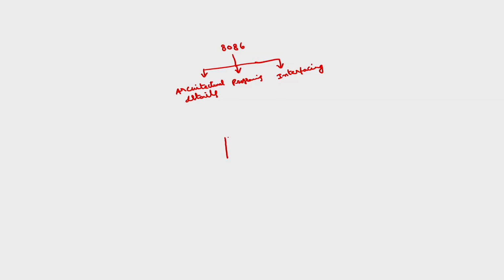So, the first interfacing is, as I have told, the microcomputer will be having a microprocessor, then I/O and memory. This is the block diagram of a microcomputer. In that, the microprocessor will act as CPU, and then memory and I/O. So, you have to connect the memory and I/O to the microprocessor.